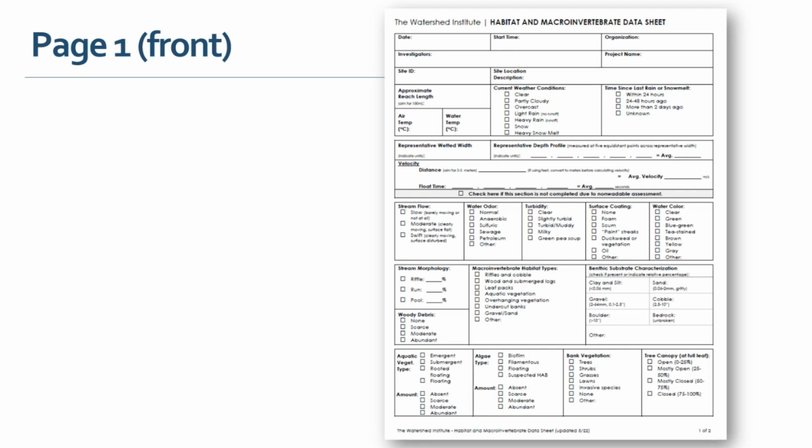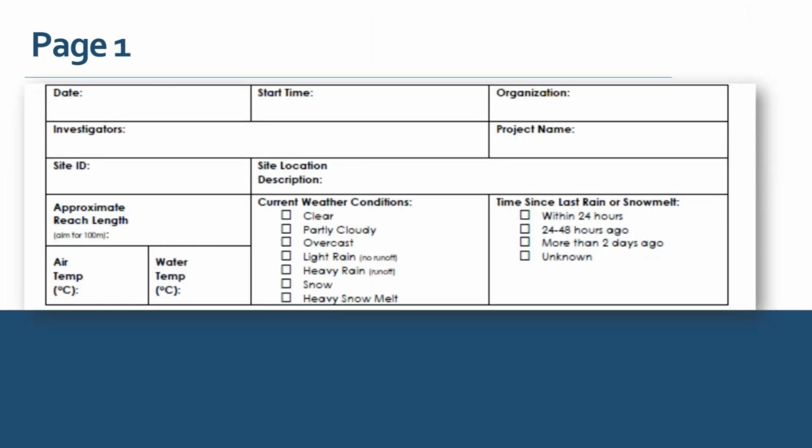So page 1 of the data sheet. This is what it looks like overall, and then I'm going to zoom in on each section. Some of them are self-explanatory: the date, the time that you're doing your assessment, the organization that you're with. Investigators is your names. So we want you to have your first and last name or first initial and last name because first names are so common that it could be confusing if you only use first names. Site ID and site location, those will be given to you by your project leader.